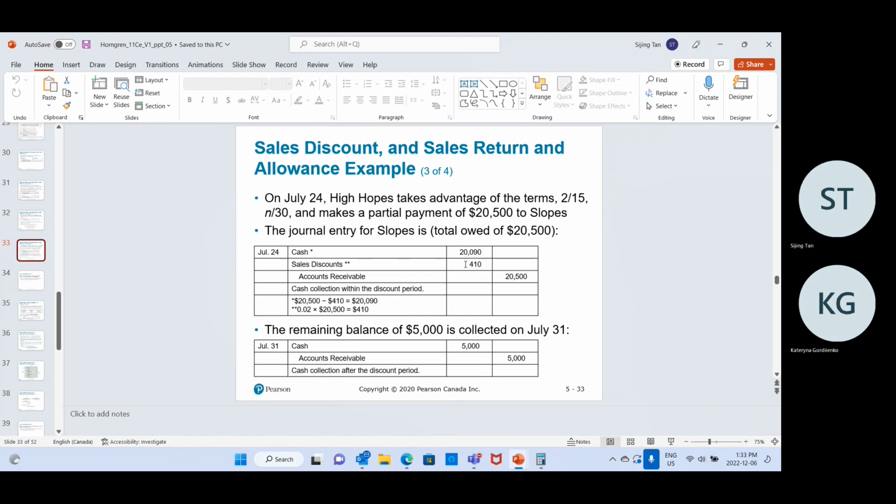$20,090. So to record the journal entry, we debit cash, which is what we received, and then sales discounts. Then we credit accounts receivable, $20,500. Then the remaining balance is collected, and we simply debit cash and credit accounts receivable.